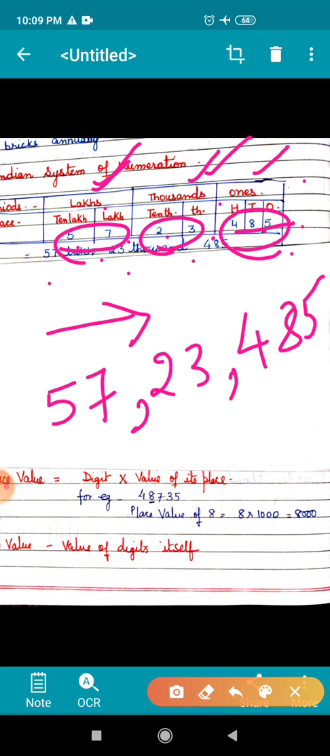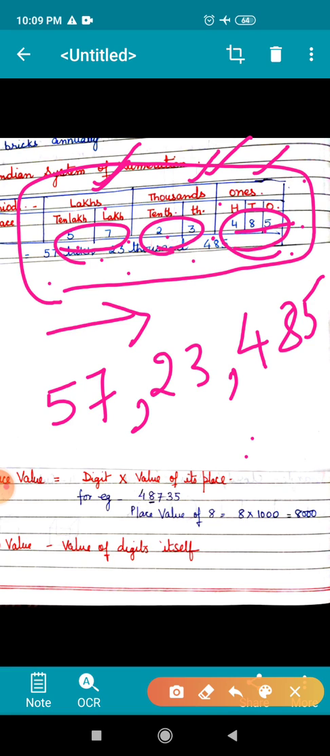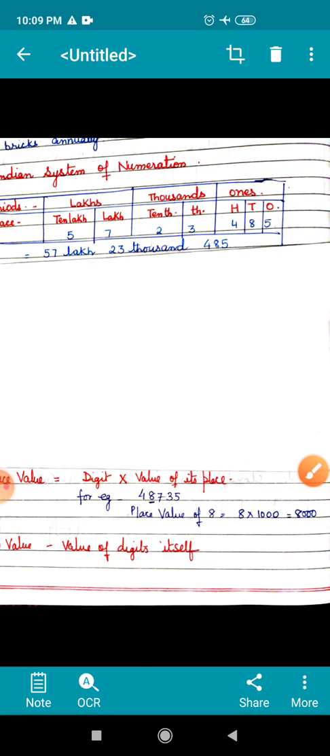Okay children, so you can read and write numbers in the Indian system by this place value chart. Now let us see what is place value. Children, to calculate the place value you always multiply the digit with the value of its place.